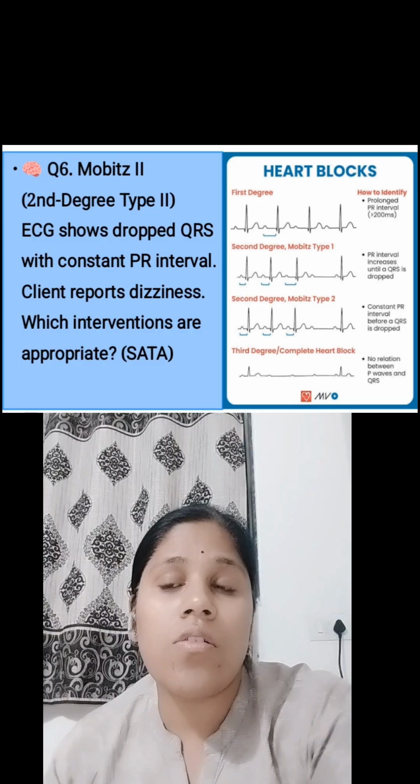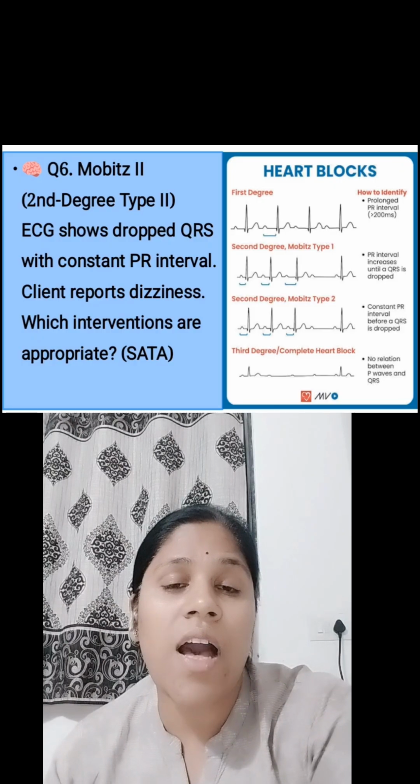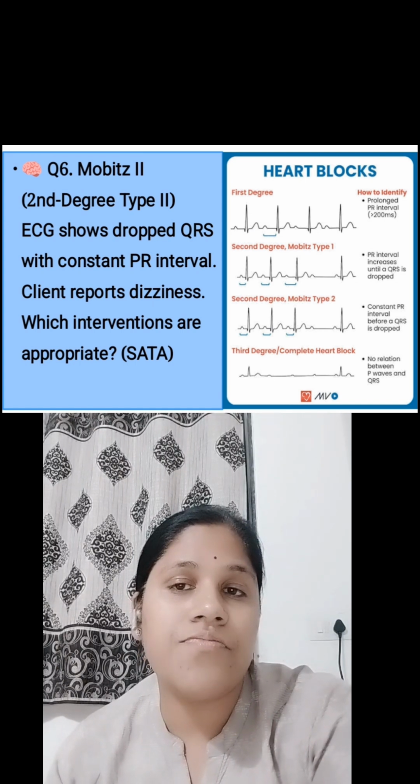So, in type 2, there is a constant PR interval and then there is a miss of the QRS complex. So, it happens that we cannot have an effective cardiac output. So, this is also a lethal dysrhythmia. So, now we can see the options.